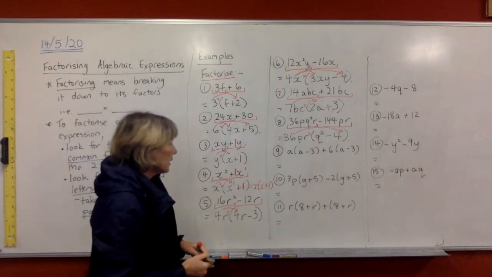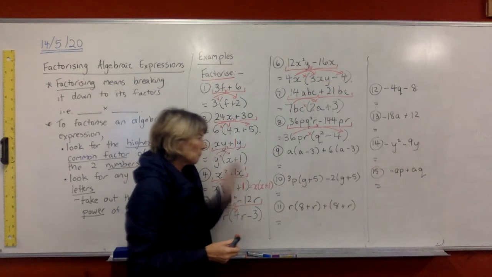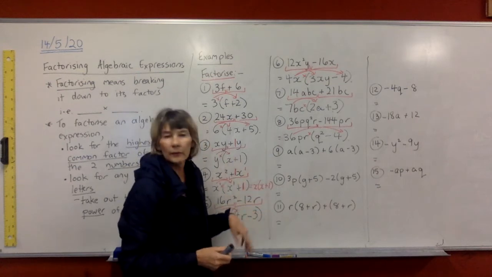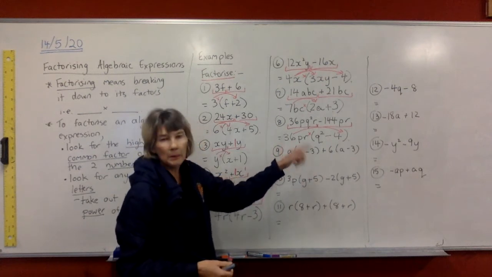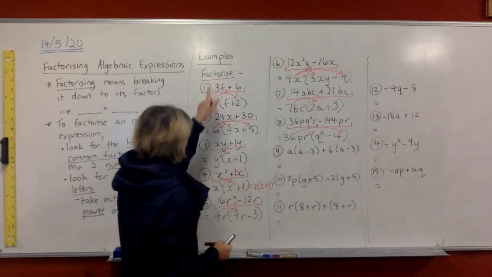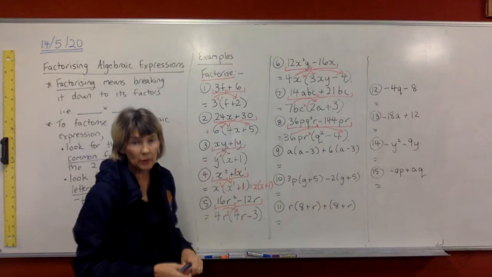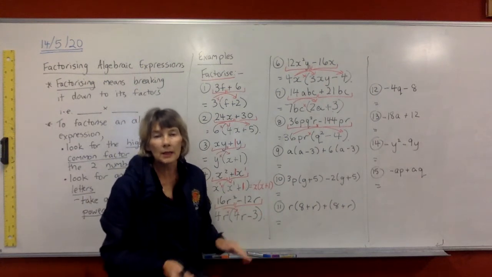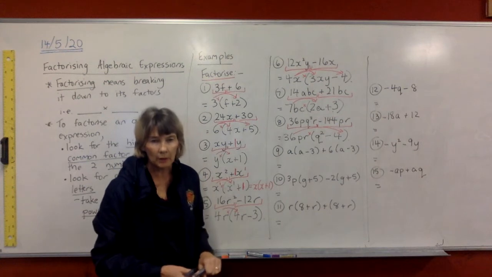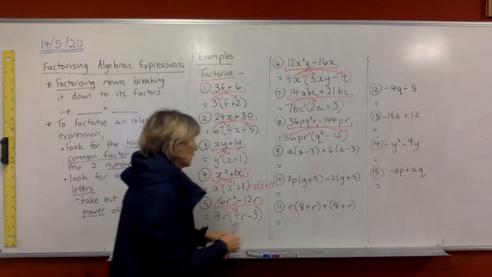Alright, looking at number 9. So 9, 10 and 11 are all probably things that you think, oh good, I'll just expand my brackets. But that's not what the question says. The question says factorise. So I'm telling you now, if you expand it, you'll be just taking the long way around doing this question. So you could eventually get there, but it'll take you a lot longer.